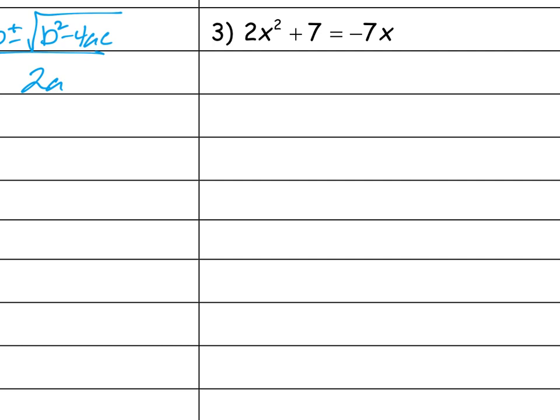And we're on number 3 here. So what do I need to do first? Positive 7 both sides. Right, I need to add that 7x to both sides. Good. Because remember, everything has to be on the same side of the equal sign. So I've got 2x squared plus 7x plus 7 equals 0.